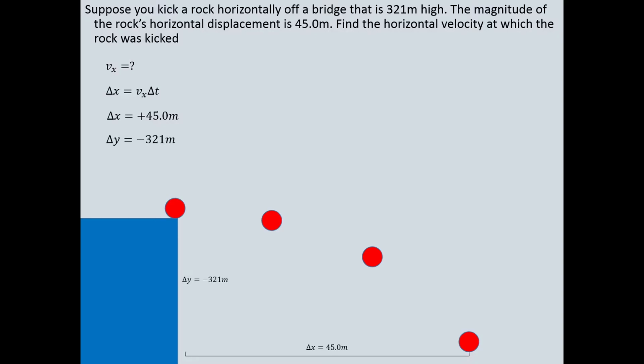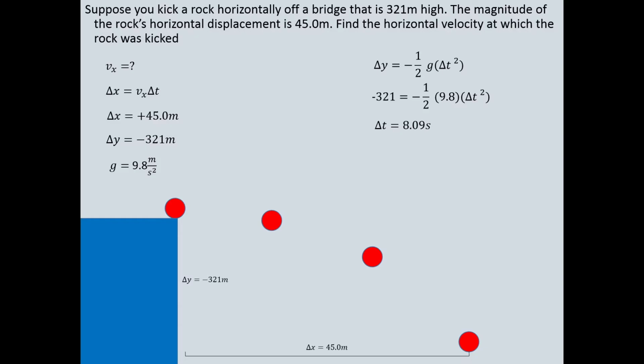Something else the problem does give us is the height of the bridge. Since the rock is falling from this height due to gravity, it should be negative 321 meters as it is traveling downwards. Since height and gravity is known, time can be calculated using this kinematic. Through some calculations, time is 8.09 seconds.